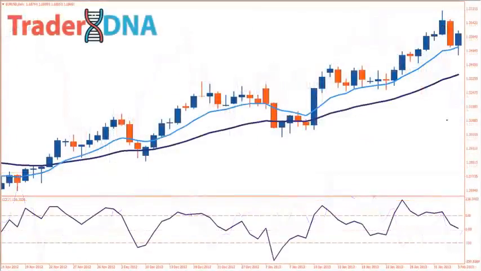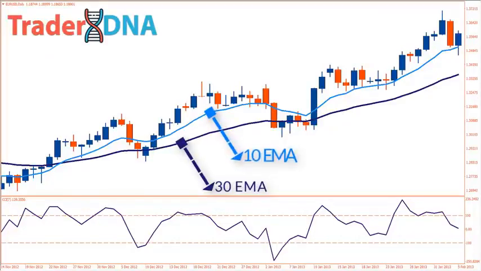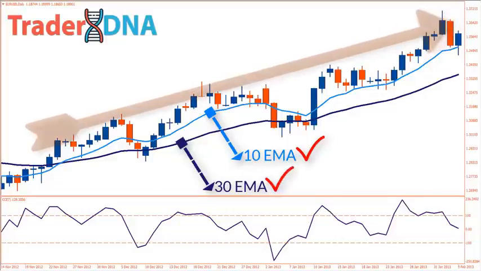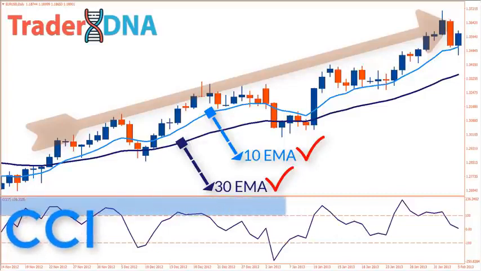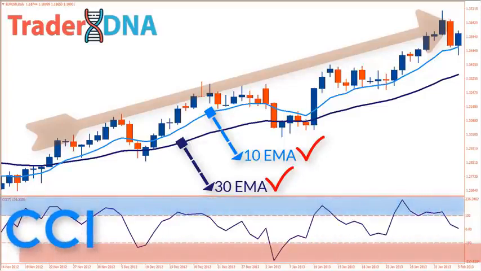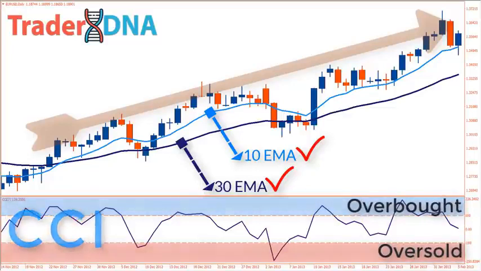How can you use the CCI trend indicator? In this example, you have the 30 and 10 period exponential moving average, or EMA, applied to the price chart. When the short-term exponential moving average is above the long-term exponential moving average, it signals an uptrend. Now, using the CCI indicator, you can see that the bullish momentum is renewed every time the CCI falls below the -100 level.